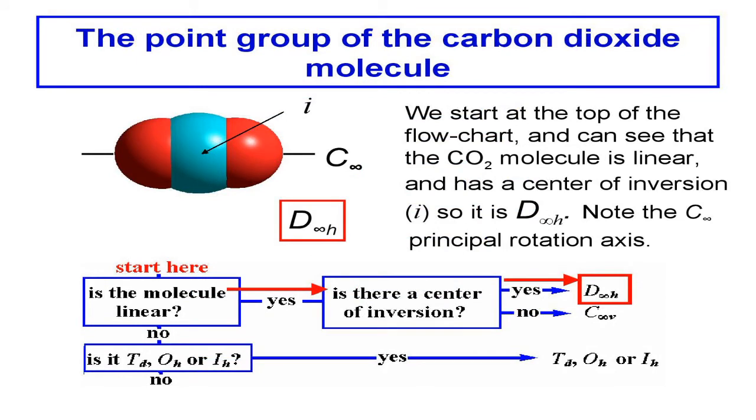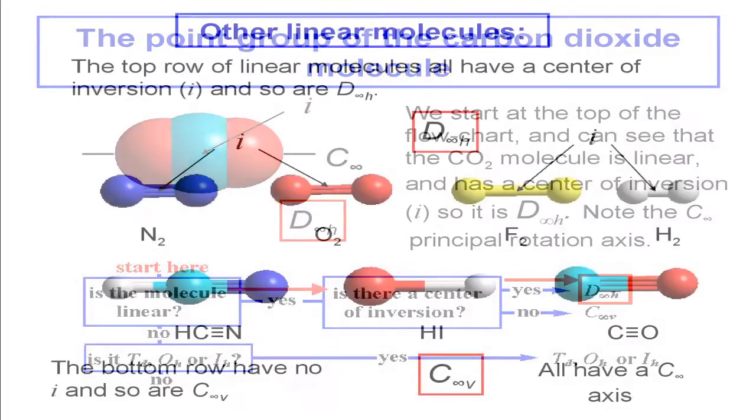For example, you see the carbon dioxide molecule. Carbon dioxide molecule, O double bond C double bond O, right? This molecule possesses I. Okay. Now we can start at the top of the flow chart. We can see the carbon dioxide molecule is linear. Yes. It contains a center of inversion. Yes. So automatically the point group is D infinity h. Start here. Is the molecule linear? Yes. Is there a center of inversion? Yes. Then the point group is D infinity h. Okay. So this is the way we can assign the point group of a molecule.